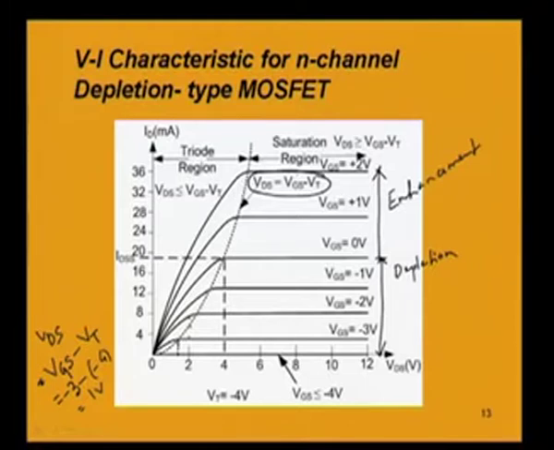And to the right, saturation is happening where VDS is greater than or equal to VGS minus VT. And to the left, VDS is less than VGS minus VT, which region is known as the triode region, and this region is known as the saturation region. And actually, this is the cutoff region, when current is 0, and that is when VGS is equal to the threshold voltage VT. So, this plot is explaining the phenomena of depletion and enhancement occurring in the depletion type MOSFET.